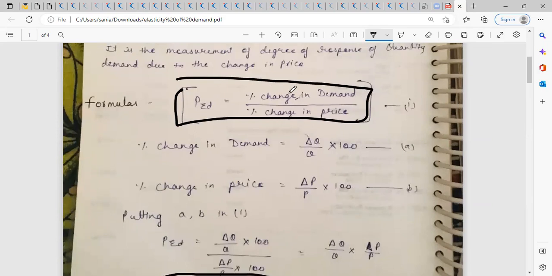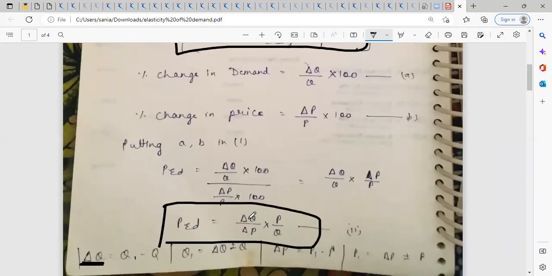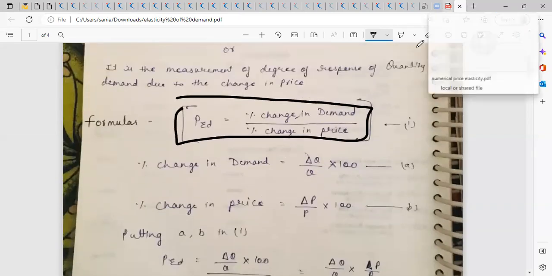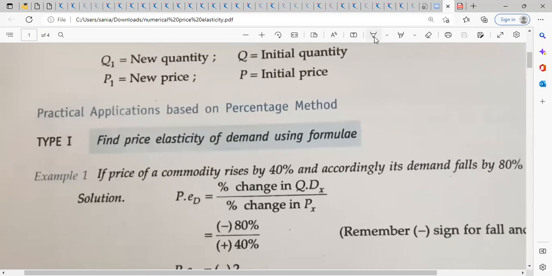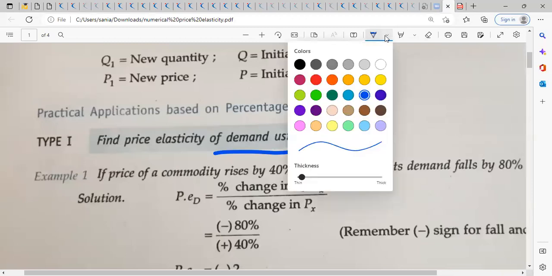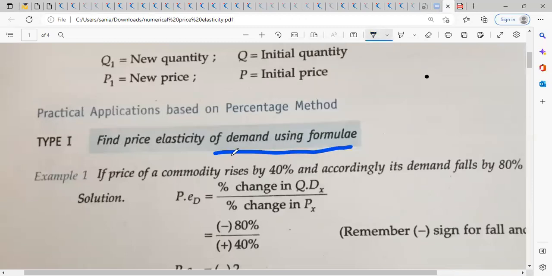For example, in a question, if change in demand and change in price are given, at that time you will use this formula. But if delta Q or delta P is given, then you will use this formula accordingly. Let's just see. There are three types of questions which we are going to deal with. First question is basically where you just need to follow the formula and you will get the answer. You don't have to think about anything.